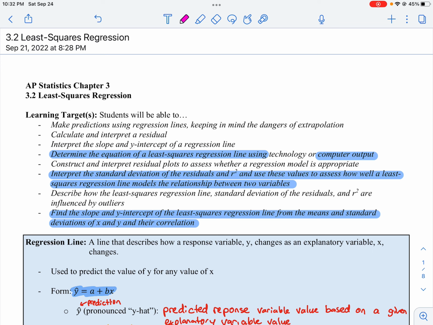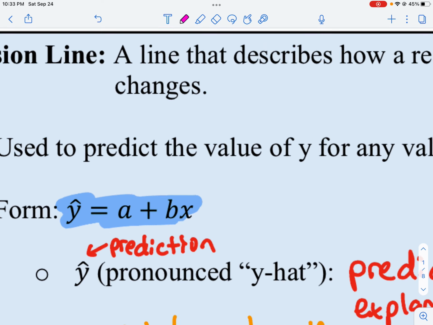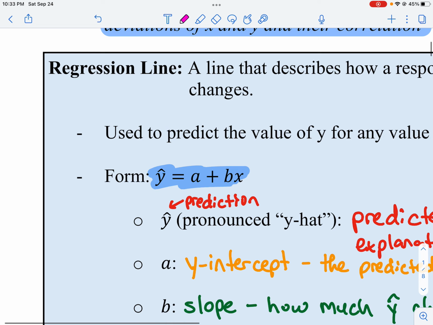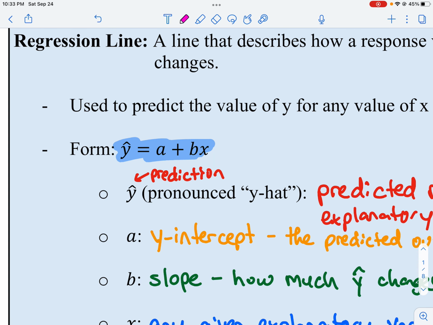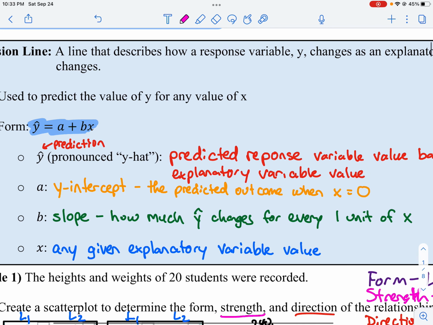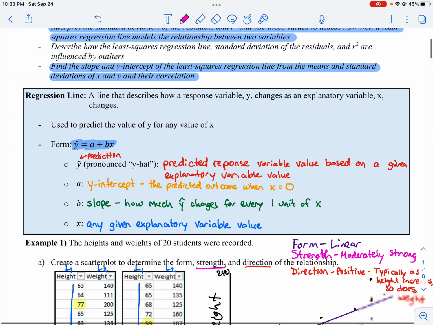So as a quick review of what we've already discussed so far in 3.2, a regression line is simply a line that allows us to make predictions for y given an x or for x given a y. So the form of our regression line is y hat equals a plus bx, where y hat is the predicted outcome for any given x value. A is the y-intercept, which is the predicted outcome when x is equal to 0. B is the slope, which is how much y hat changes for every 1 unit of x. And x is just simply any given explanatory variable value.